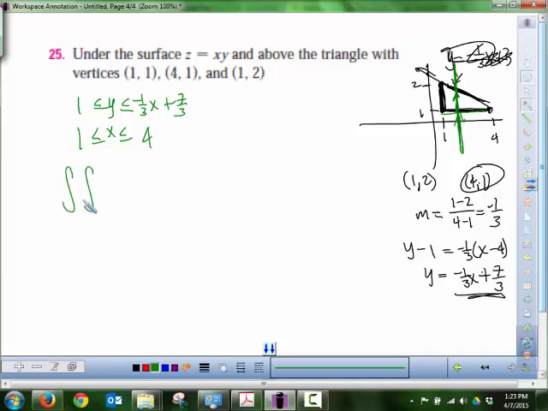Let's integrate. My integrand is the function z, or f of x, y is equal to x times y. And I'm going to integrate with respect to y first from 1 to this function. And then I'll take my integral after I solve for that. Take the integral with respect to x, and my x limits go from 1 to 4. All right, let's do it. With respect to y, x is constant, so this will be x y squared over 2 from 1 to this thing.